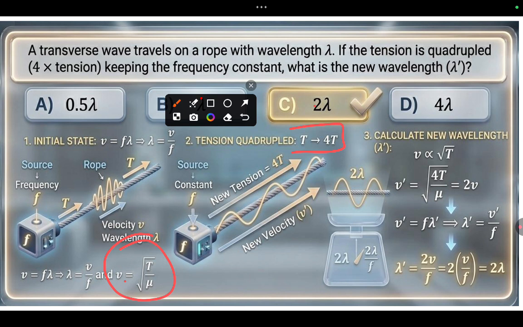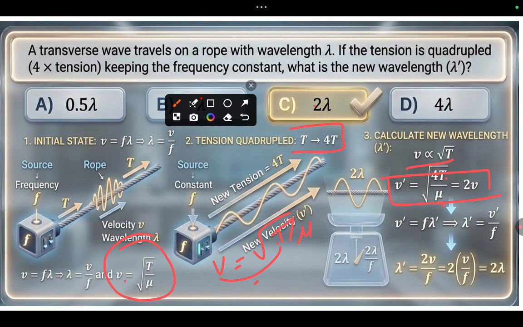So now the new velocity becomes what? When we substitute, that is the formula. So here V equal to under root of T by mu. Now T is what? 4 times. Means V is proportional to, as a formula, V is proportional to root of tension. So V dash, the new velocity, equal to root of 4T by mu, and upon simplification you will get root 4 means what? 2 only, right? So 2 into root T by mu, that means the velocity is double the initial velocity.